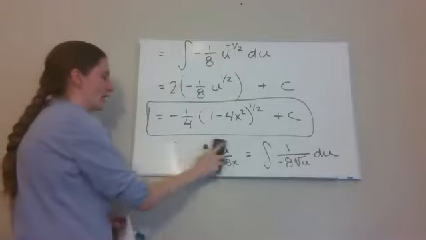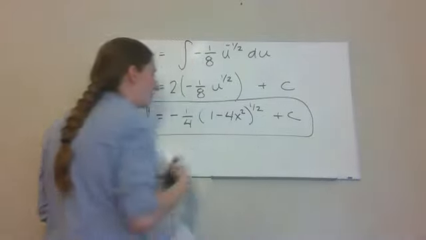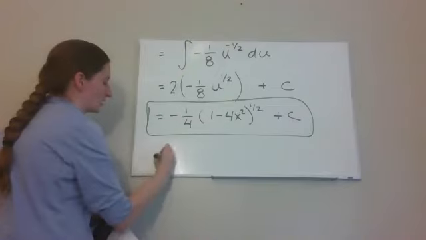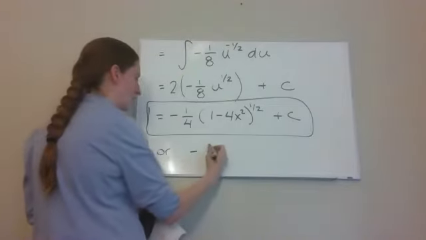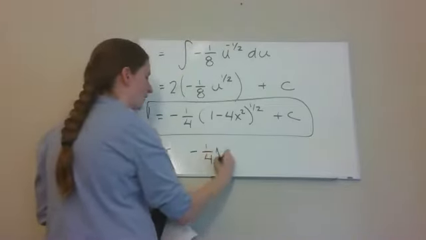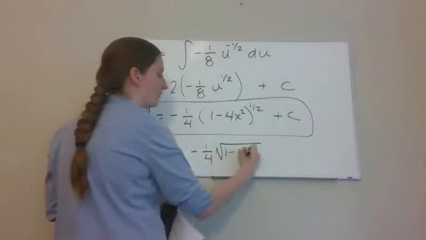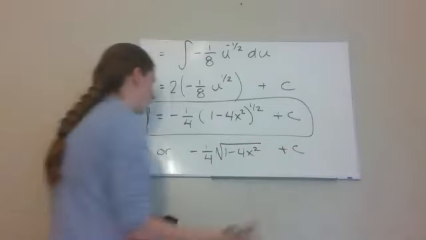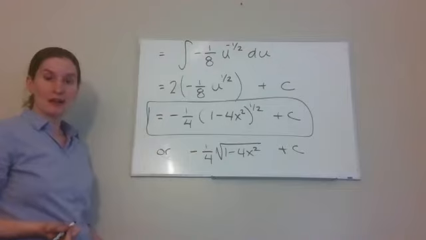If you don't like writing your final answer with a 1/2 power, you can change it back to a square root and have it as a negative 1/4 square root of 1 minus 4x squared plus your c. That's perfectly fine, they're the same thing.